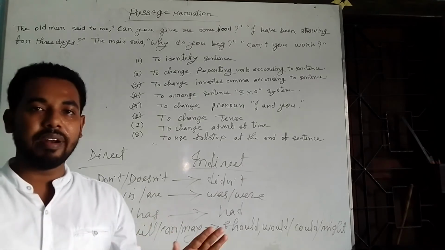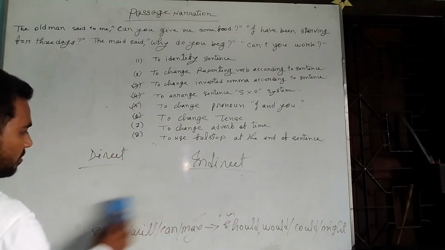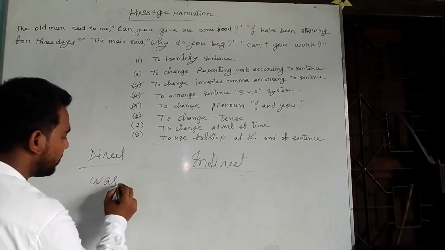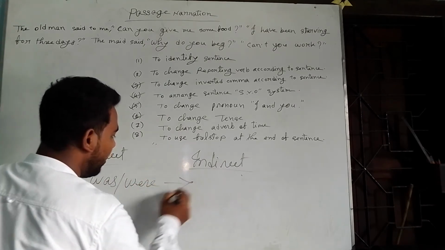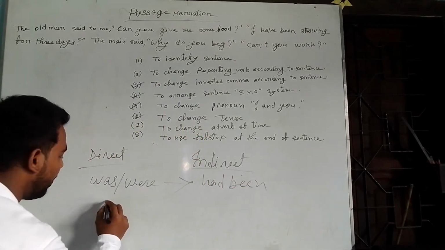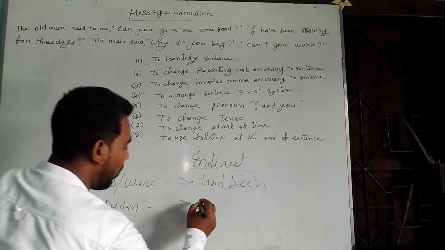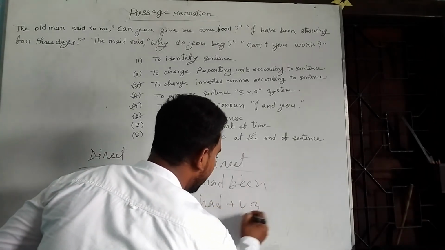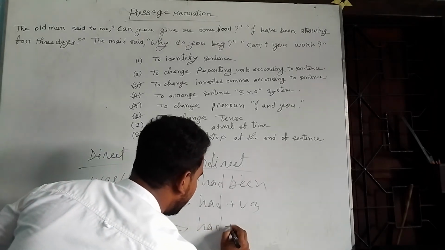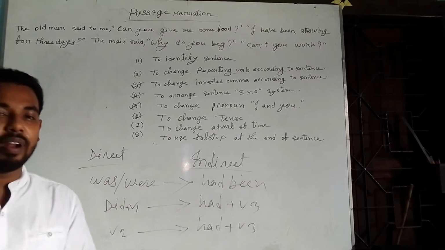So dear student, I hope that you can understand. When this part will be was or were, it will be had been. When this part will be did plus verb first form, it will be had plus verb second form. When this part will be verb second form, it will be had plus verb third form. That's it. So I hope that you can understand this today.